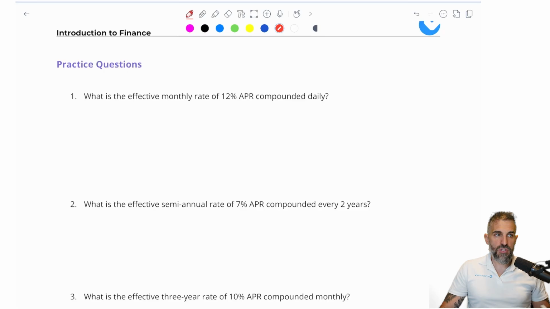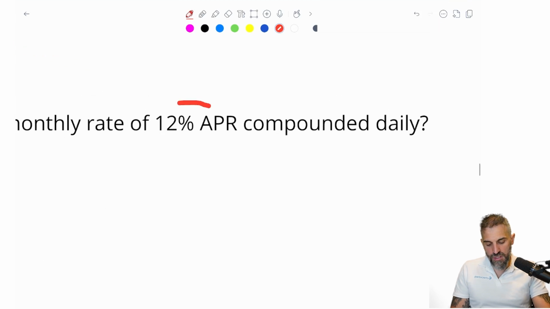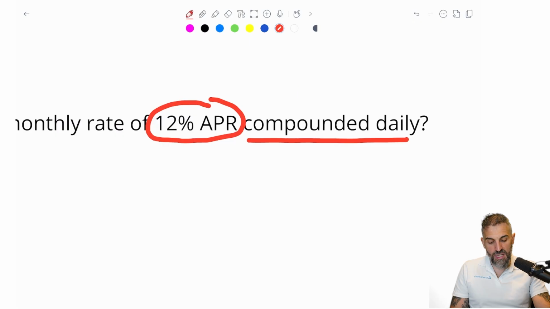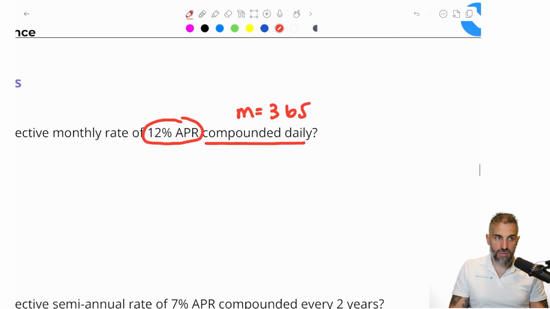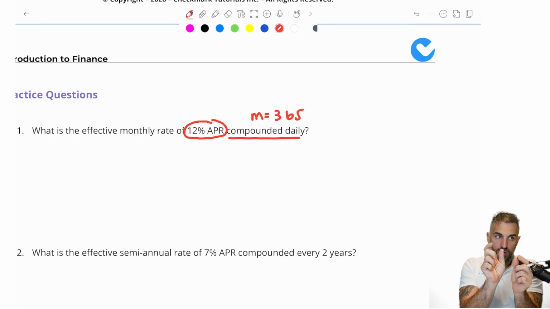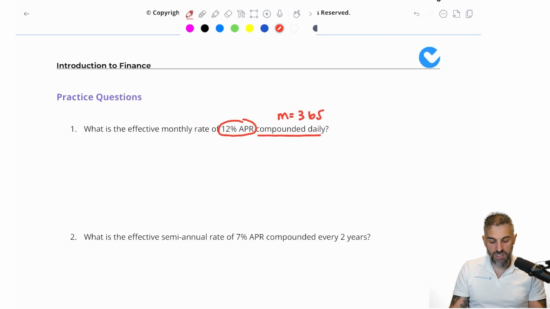So we'll start with the basic one, okay? What is the effective monthly rate of 12% APR compounded daily? Okay, so let's dissect that. This here is your APR. It's your annual rate, and it's compounded daily. Compounded 365. That's how many days in a year. So remember that example with my 10%? Now imagine I chopped it into days. 365 times.